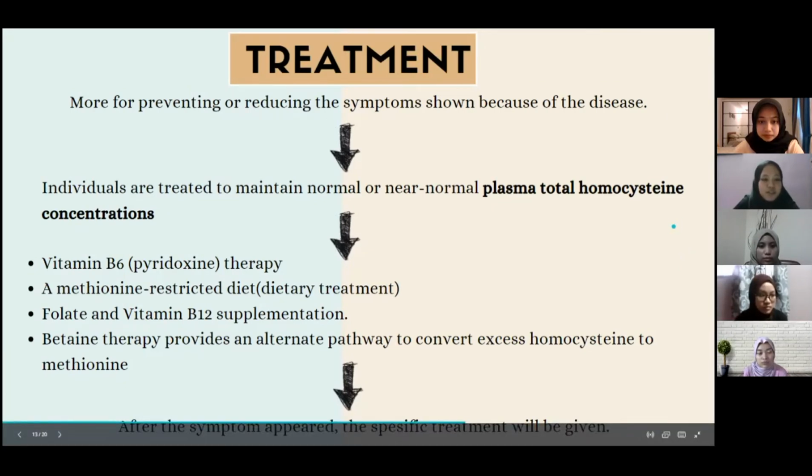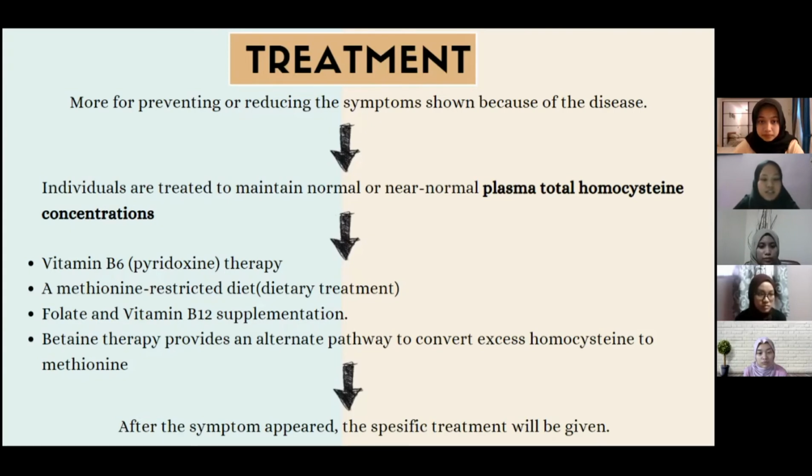So, the first treatment that will be given is the vitamin B6 pyridoxine therapy, where a certain dose of vitamin B6 will be given that can help lower the plasma homocysteine and methionine concentration. The second treatment that will be given is the dietary treatment, or more specifically a methionine restricted diet. This diet should be continued indefinitely.